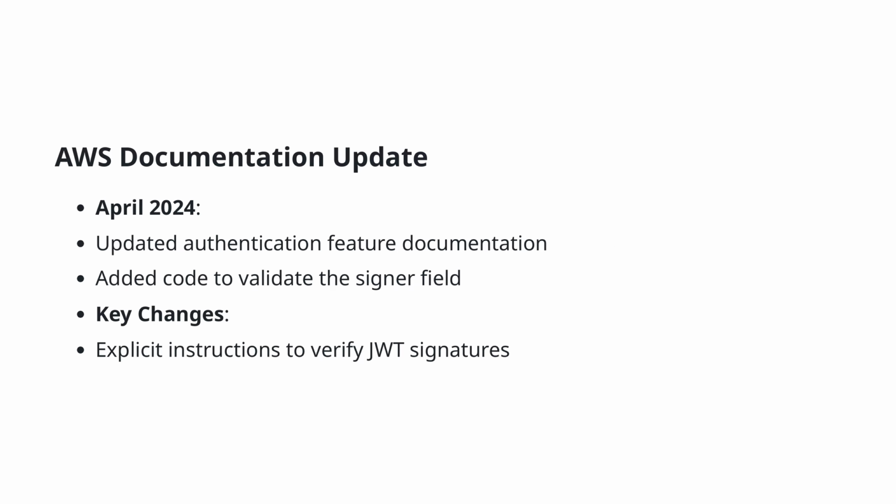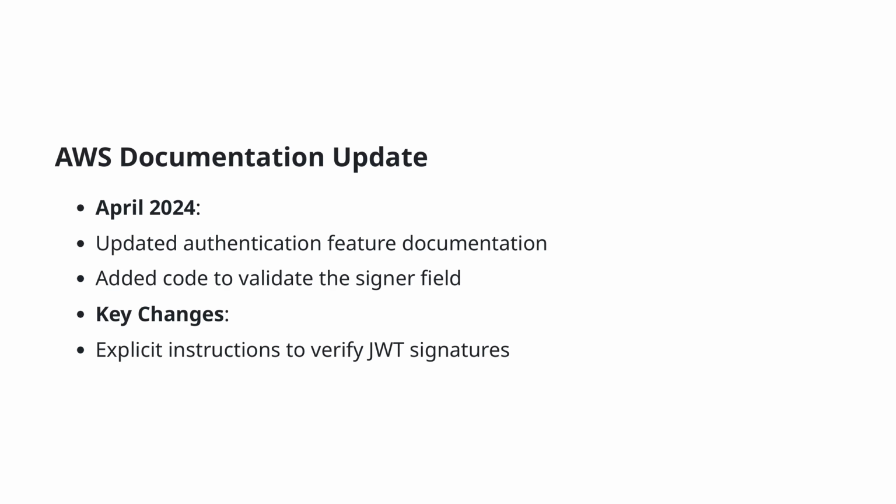In this slide, we are discussing an update to the AWS documentation as of April 2024. The updated documentation focuses on the authentication feature and includes newly added code to validate the signer field in JSON Web Tokens, JWTs. The key changes emphasize the necessity of verifying JWT signatures, providing explicit instructions to ensure that applications are properly configured to perform this verification.